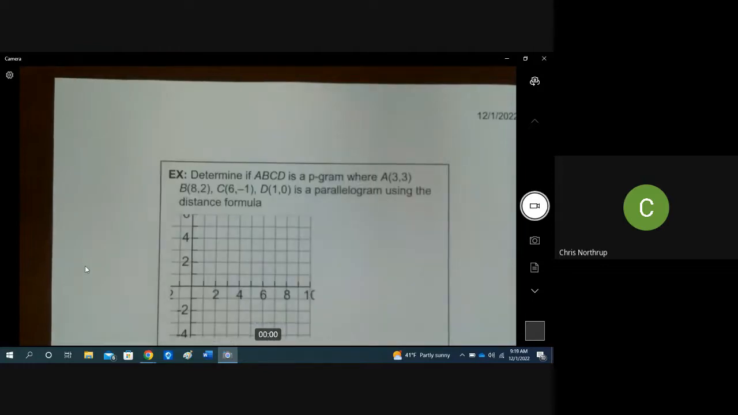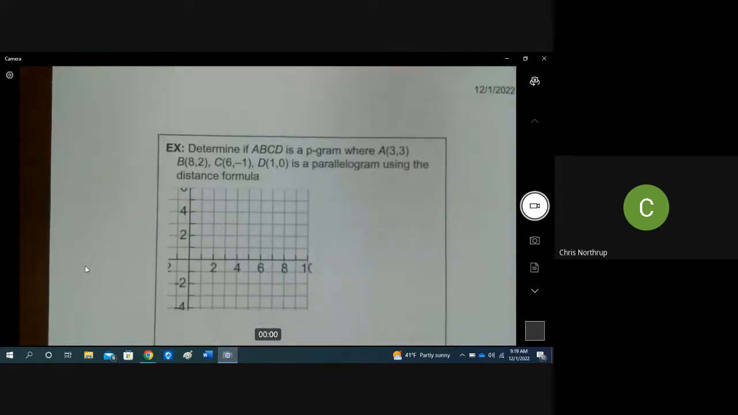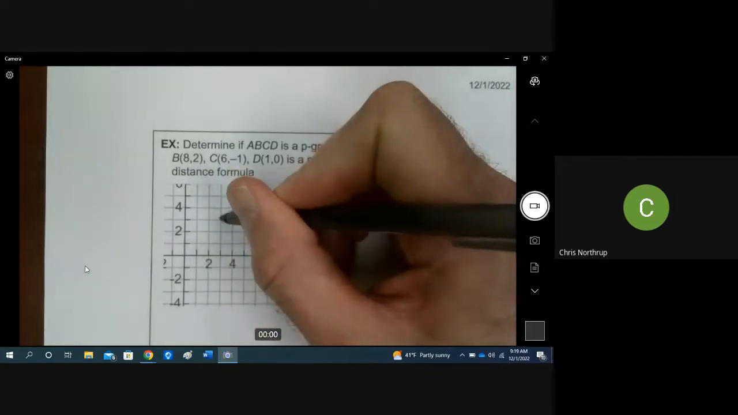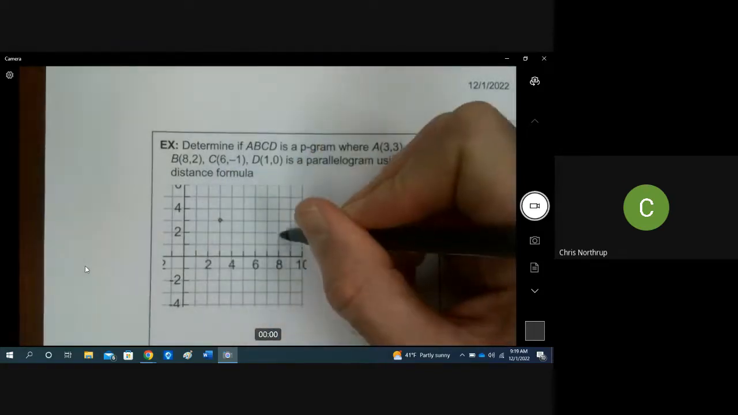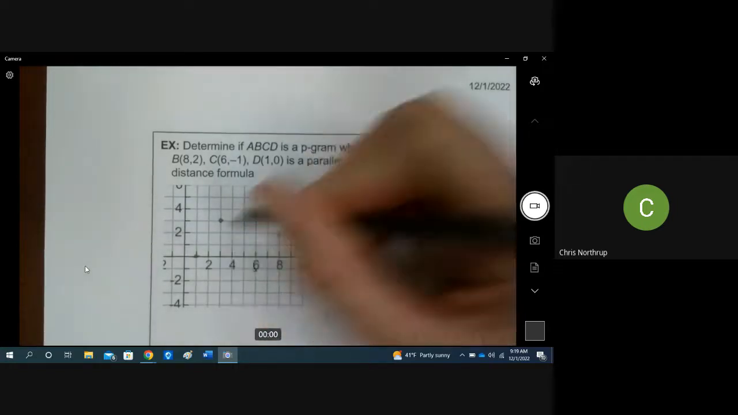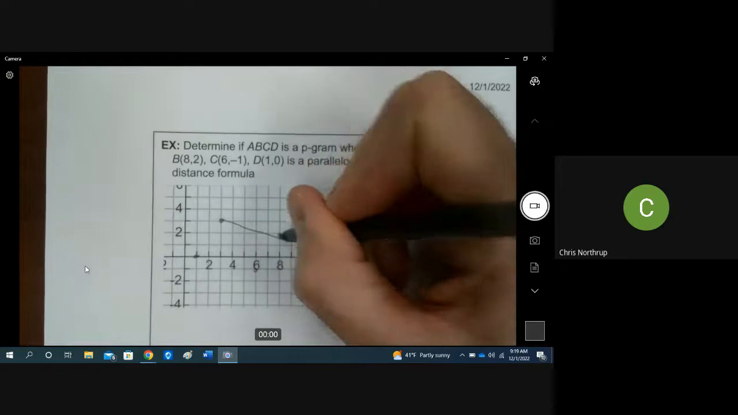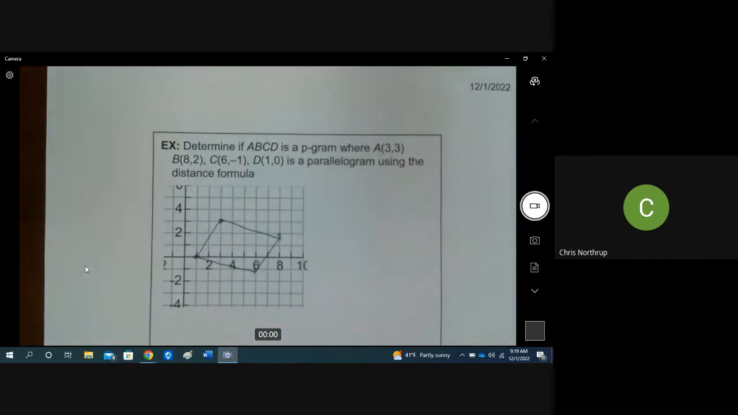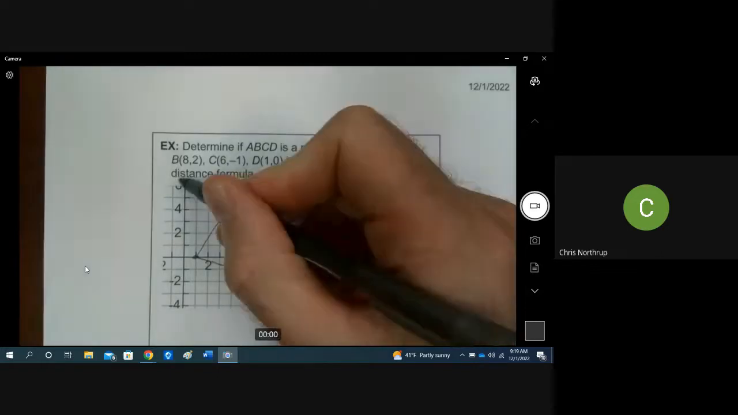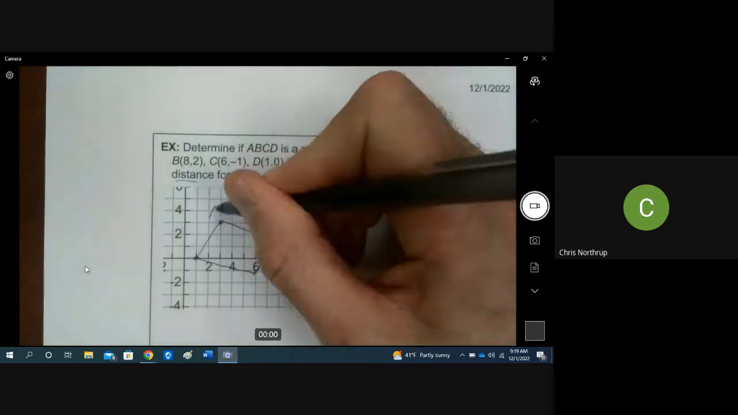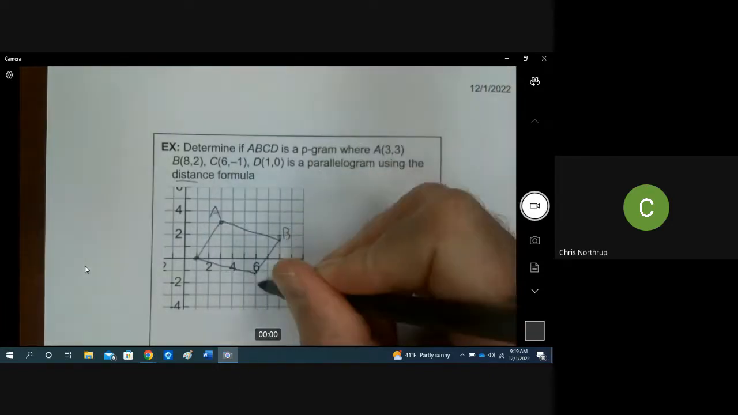So for example, let's say I have A, B, C, D with those vertices. I'm going to make a quick sketch just to have an idea of where all this is. Okay, so it kind of looks like it's going to be a parallelogram, but we need to verify using one of those tests. Here they're saying using the distance formula. That means that you would have to verify that all opposite sides are congruent. So here's A, B, C, and D.